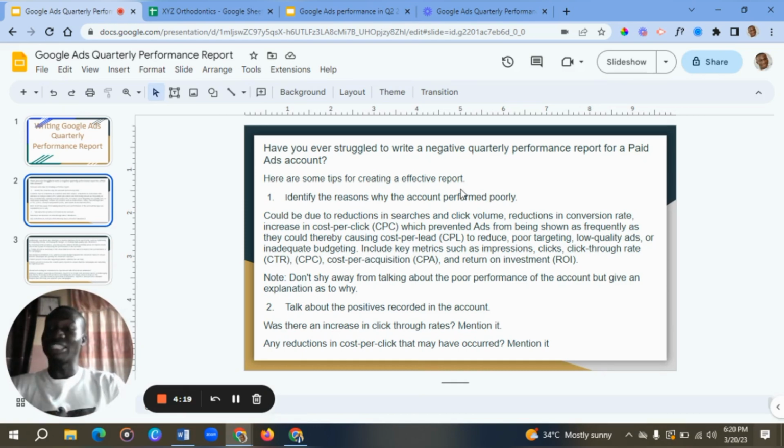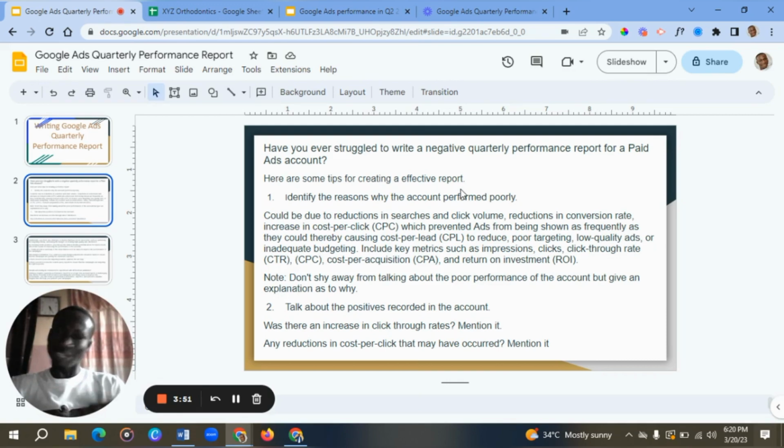And since it's a negative report, even though the account may have decreased, maybe last quarter you had about 100 conversions, and this quarter you are having 70 conversions. That's a decrease of 30. Yes, it's much, although at times you need to put things in perspective. That's what I learned when I came into the agency. A quarter is 3 months for the agency I was working with. If you divide 30 by 3, you have 10. That means every month they lost 10 leads compared to the previous quarter.